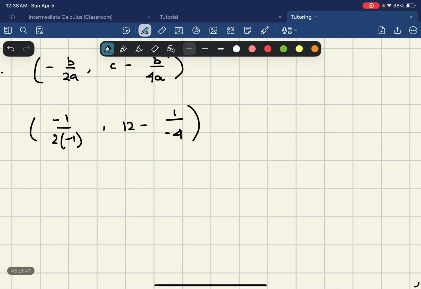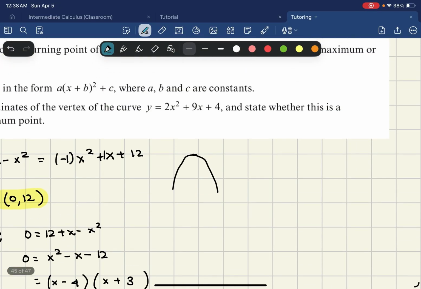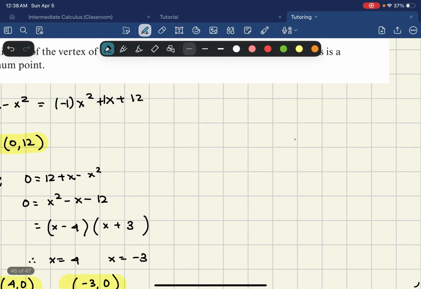All right, so now we can simplify this. This gives us 1 over 2, comma, 12 plus 1 over 4. So 12 plus 1 over 4, I think that is 49 by 4, or you can just leave it as 12 and 1 over 4. But that is your maximum point. Why? Because the coefficient of your x squared term is negative, so it's concave down, and a concave down graph has a maximum point. So you want to draw your graph something like this.